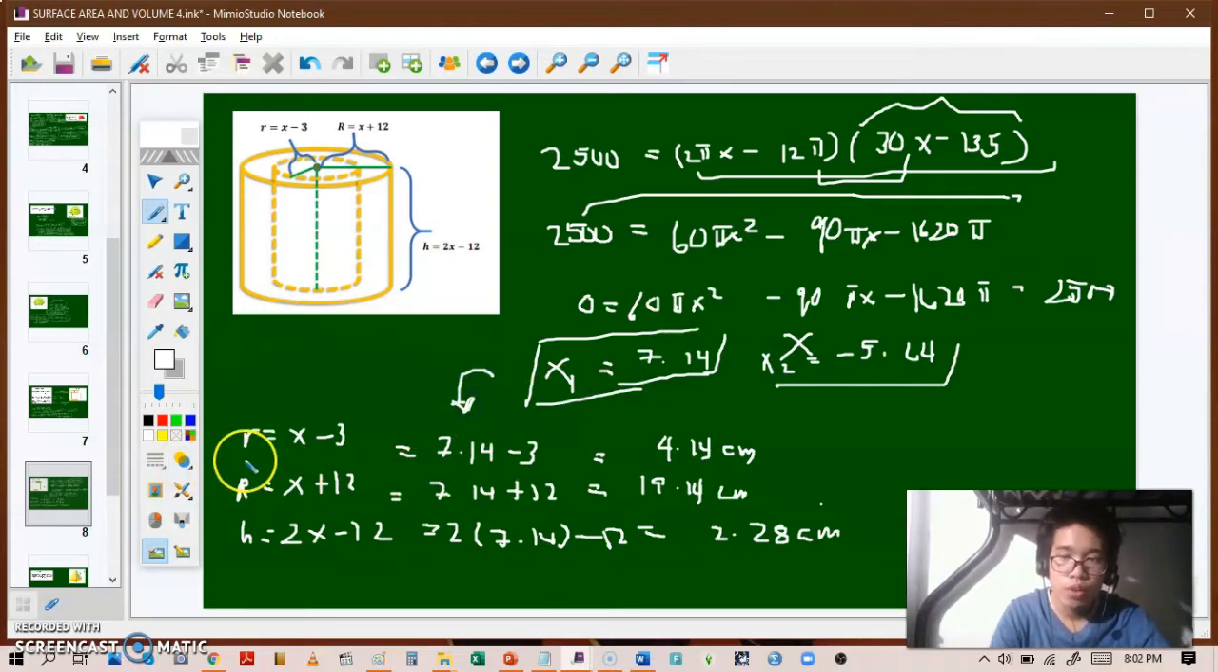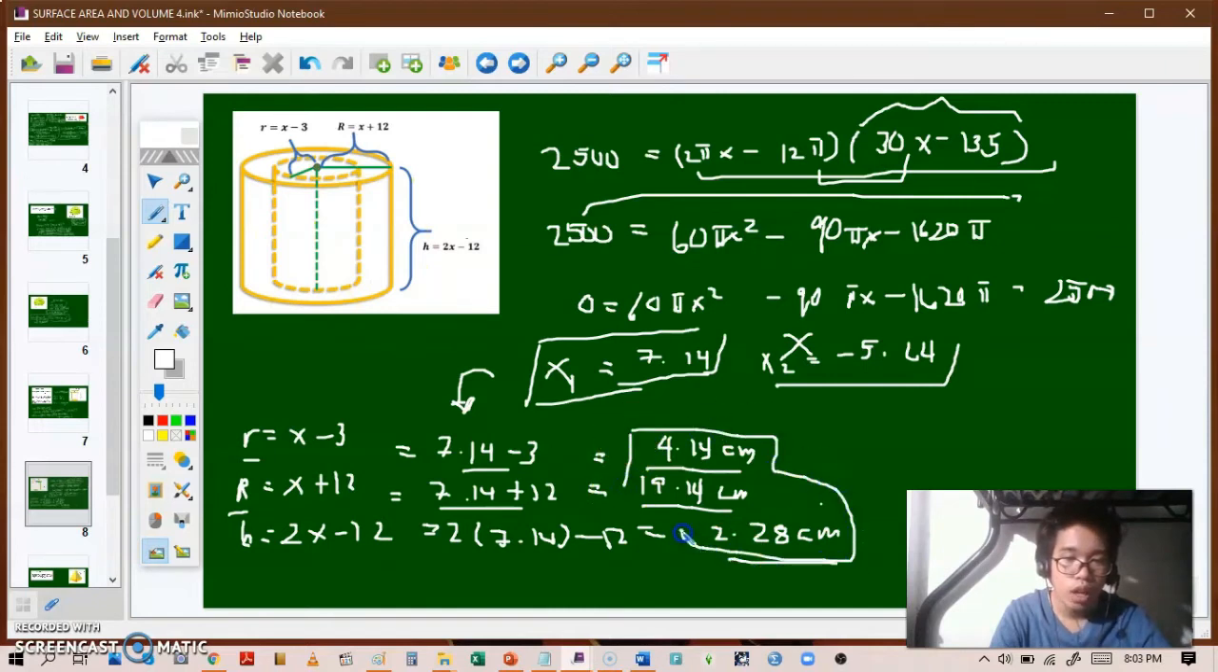And if you substitute that for small r, the radius of the small circle, big R, the radius of the big circle, and the height, you get 7.14 minus 3, so you get 4.14 centimeters. 7.14 plus 12, you get 9.14 centimeters for the radius of the big circle. And 2 times 7.14 minus 12 is equal to 2.28 centimeters. So this is the height of the hollow cylinder. And these are our values. And we need to solve for the surface area of the cylinder that we have here.